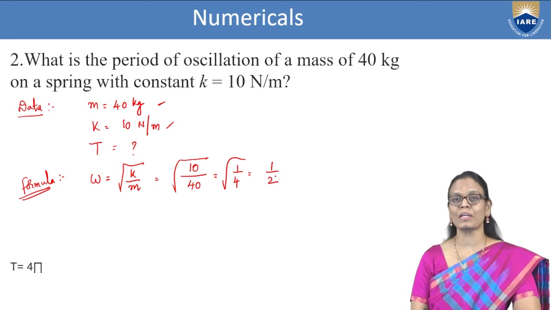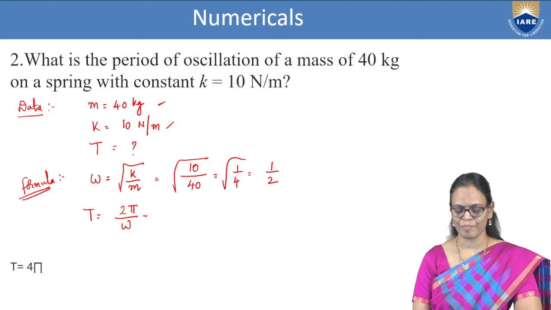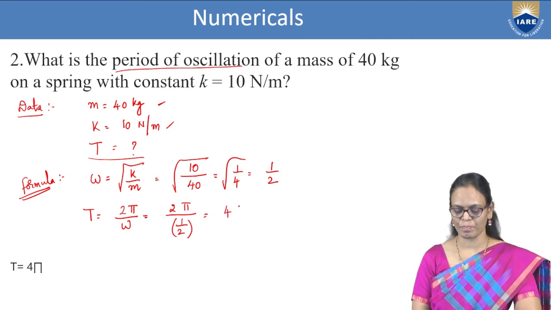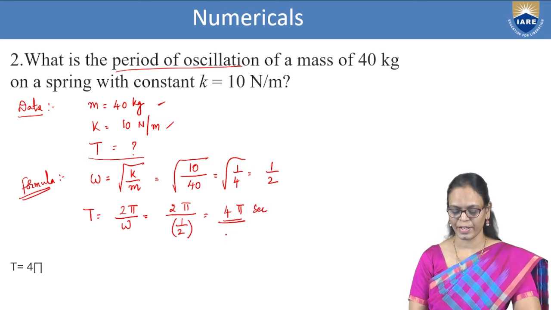So once you get omega, we can calculate time period. T is equal to 2 pi by omega. Because we have to calculate the period of oscillation, that is time period. T is equal to 2 pi by omega. So 2 pi upon 1 by 2. So I can write it as 4 pi, 4 pi seconds. Or I can write it as 4 into, for pi 3.14, 12.56 seconds.